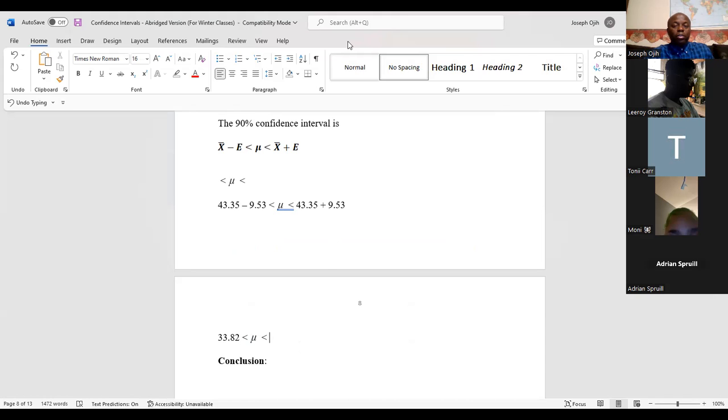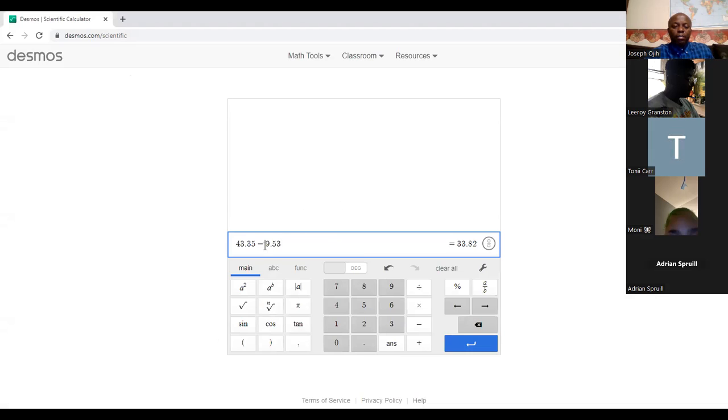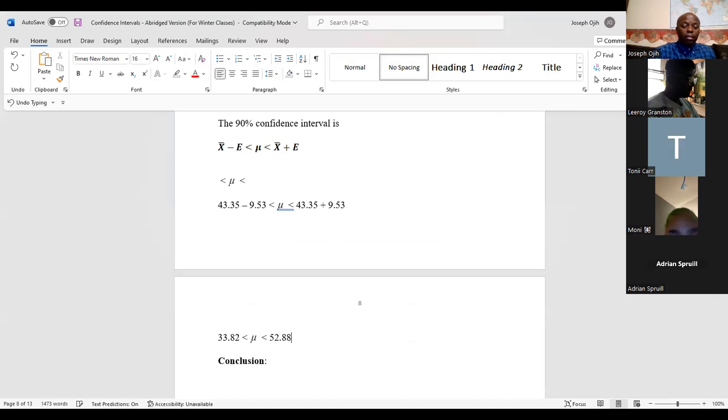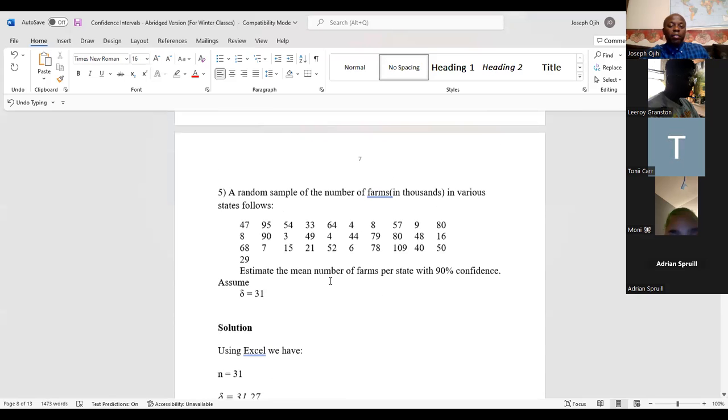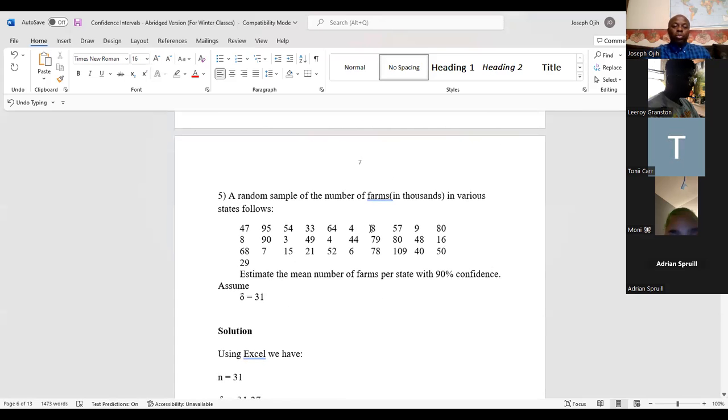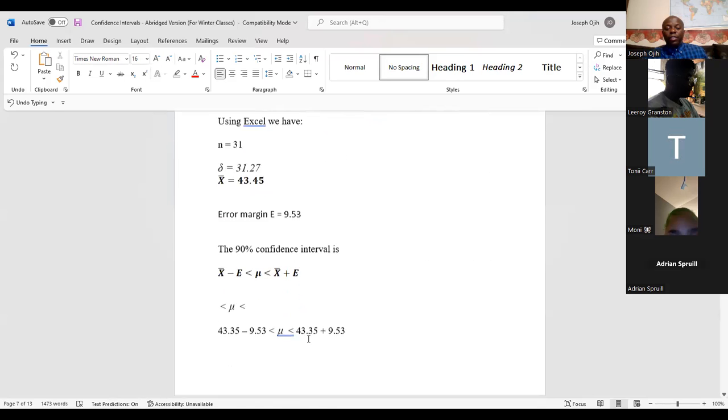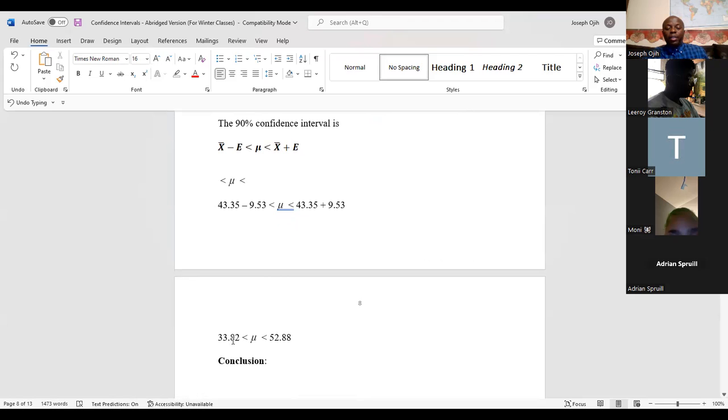On this side, just change it to plus. That will give us the upper side. 52.88. We got 52.88. Since we have raw data, we can use Excel to simplify it. And this is our answer. This is our confidence interval, between 33.82 and 52.88.